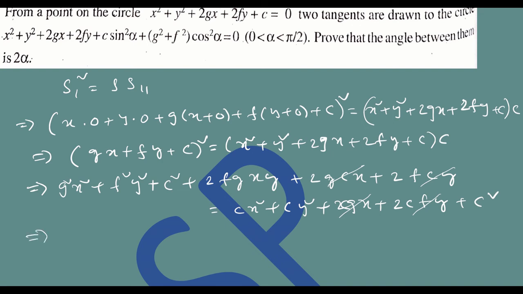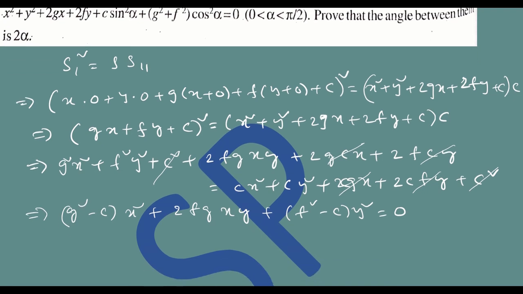Now writing everything on one side, I'll have it as (g² − c) into x² + 2fgxy + (f² − c) into y². I can cancel c² also on both the sides. I'm getting this is equal to 0.